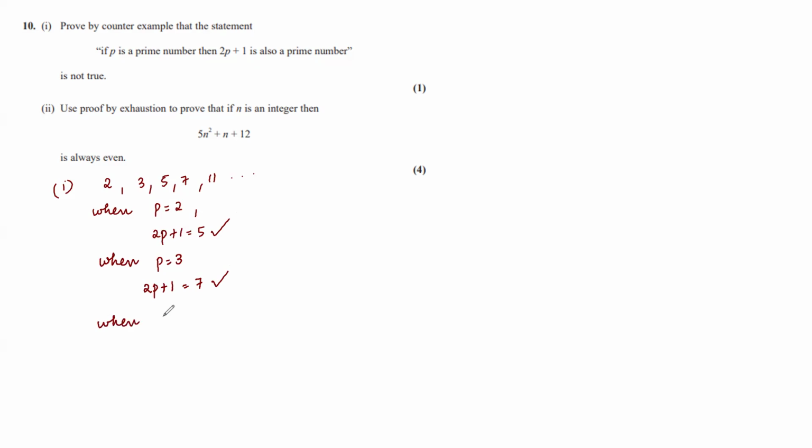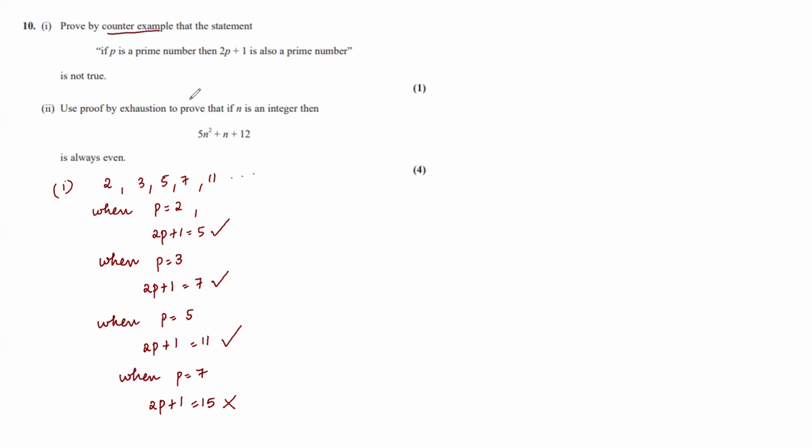So when p is equal to 5, what happens? 2p plus 1 will be 2 into 5 is 10. 10 plus 1 is 11, which is again a prime number. When p is equal to 7, what happens to 2p plus 1? 2 into 7 is 14. 14 plus 1 is 15, which is not a prime number. Therefore, by counter example, the statement is not true.